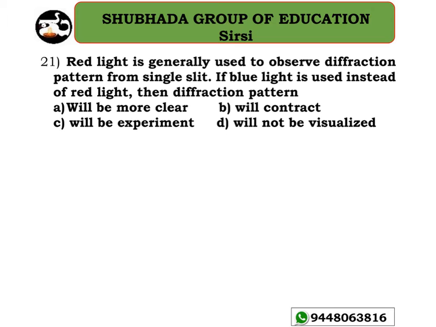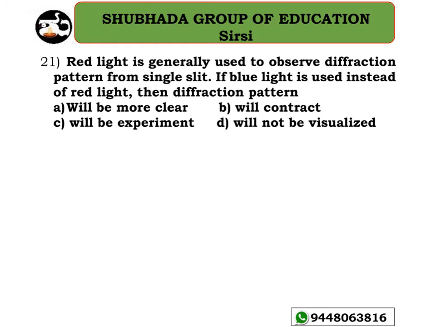Look at the problem on diffraction of light. A red light is generally used to observe diffraction pattern from a single slit. If blue light is used instead of red light, then the diffraction pattern... So what happens to the diffraction pattern is the question here.